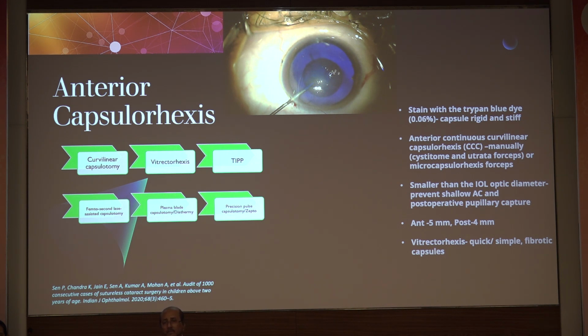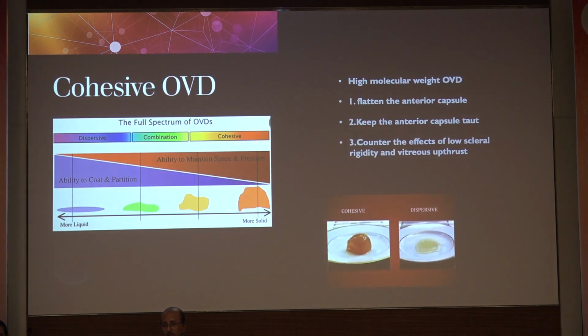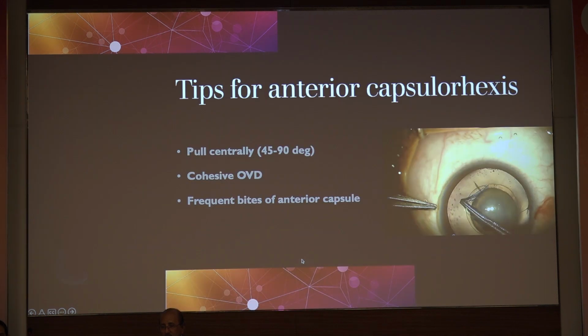And vitrectorhexis is very quick and simple, done with a vitrectomy cutter and used in fibrotic capsules. So we prefer to use a cohesive viscoelastic, that is a high molecular weight ophthalmic viscosurgical device. It flattens the anterior capsule and keeps the anterior capsule taut. And it also counters the effect of low scleral rigidity and vitreous upthrust. This is a picture of the cohesive viscoelastic which stays there and maintains shape, and this is a dispersive viscoelastic which doesn't maintain shape, it just coats the endothelium. So we prefer a cohesive viscoelastic in children because the capsule rhexis tends to go to the periphery.